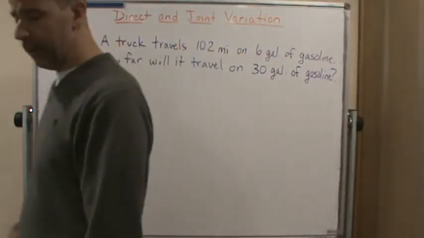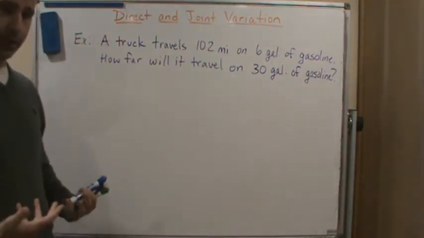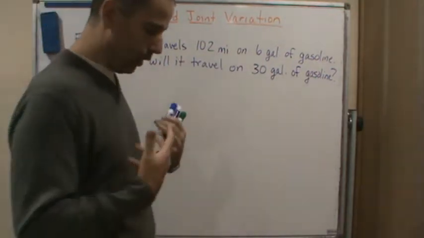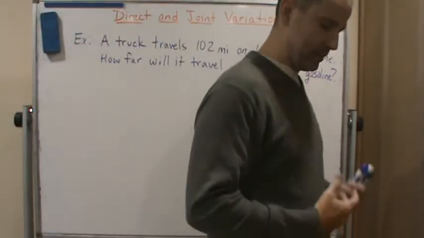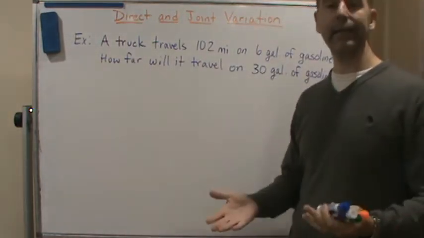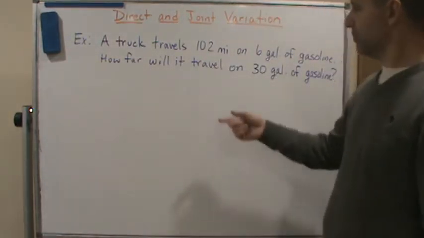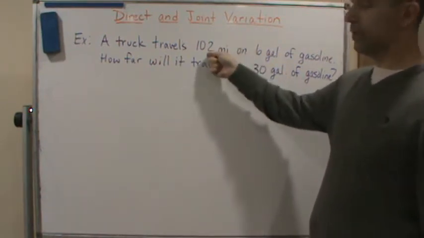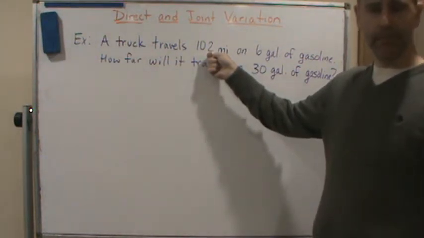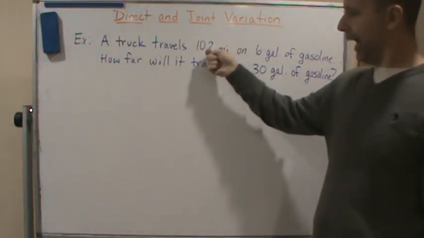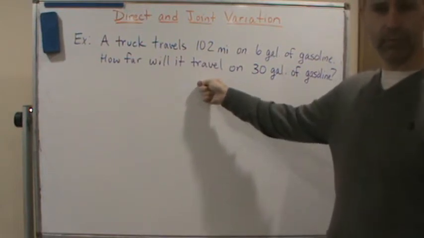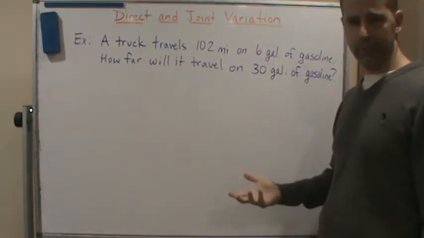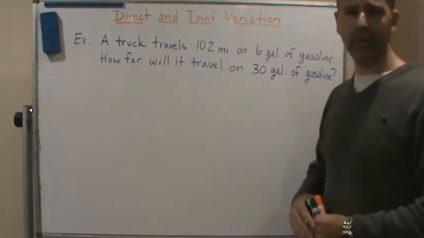How do we know? Well, does one variable increase as the other variable increases? Or does one variable decrease as the other decreases? Do they vary in the same direction? Yes. As the number of gallons increases, so does the number of miles you would travel. That makes sense, right? Or as the number of miles you're traveling goes up, the number of gallons you're going to use goes up. So yes, these are directly related to each other.